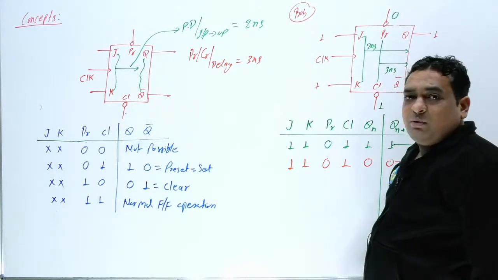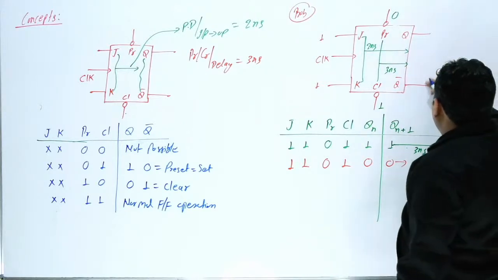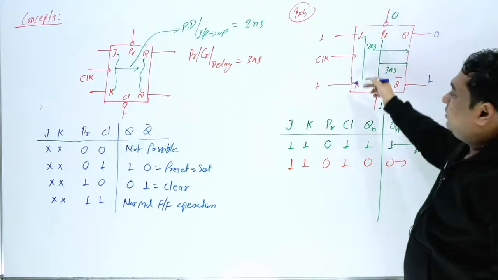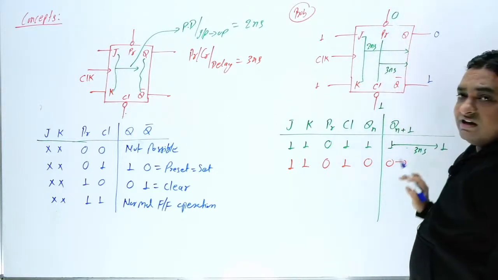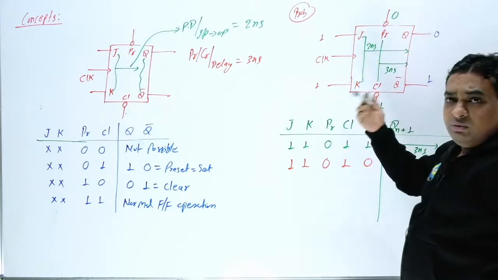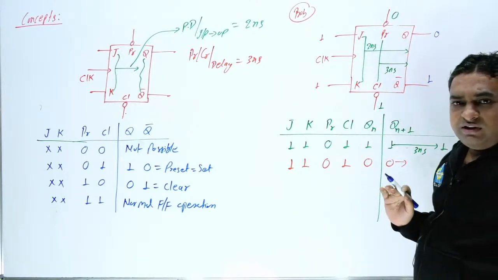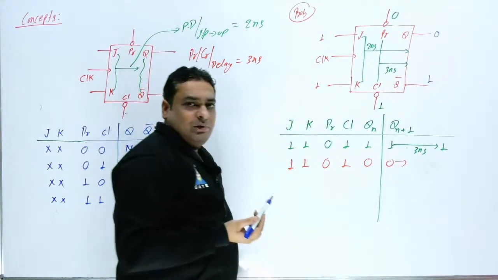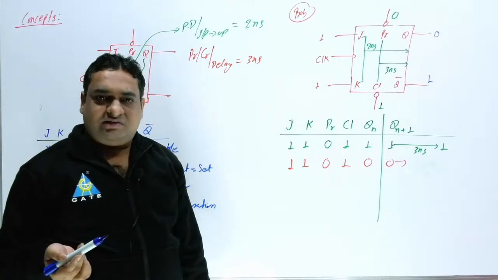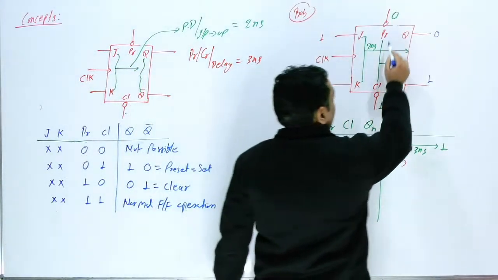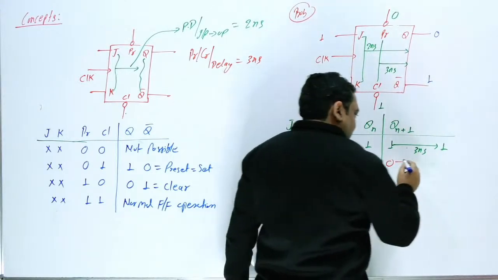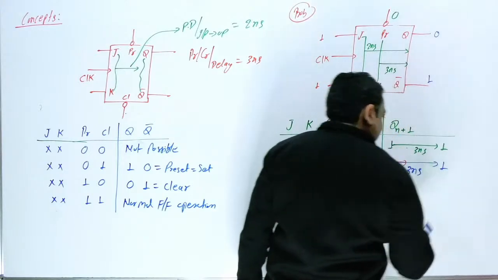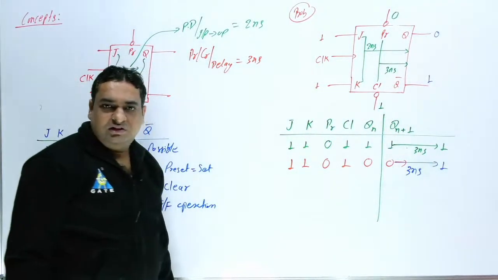Similarly, come to the second point. If initially this was 0, and this was 1, then what will happen? Again, preset and clear are working here. Since preset is working, the input will be left, and the input will not decide the output. So the input can be anything. If preset is working, the output will be preset. After how much time? The delay of this: the preset delay is 3 nanoseconds. So after 3 nanoseconds, this will again be 1. So after 3 nanoseconds, this will be modified. This is the important point.